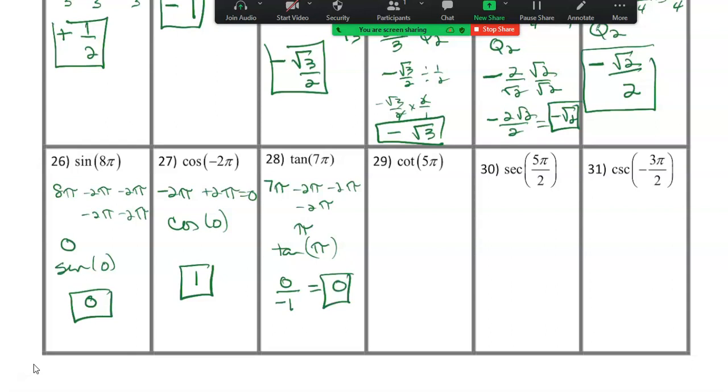Okay, cotan of 5 pi is too big. Let's subtract 2 pi, still too big. Subtract 2 pi again. Minus 4 pi gives me pi, so I really want the cotan of pi. So remember, cotan of pi is a quadrantal angle, and cotan is cosine, which is negative 1, over sine, which is 0. Negative 1 over 0 is undefined.